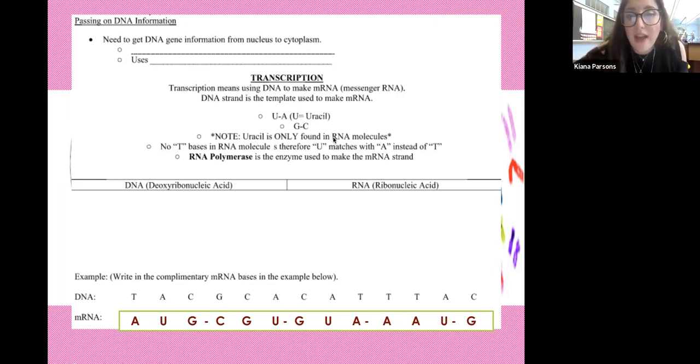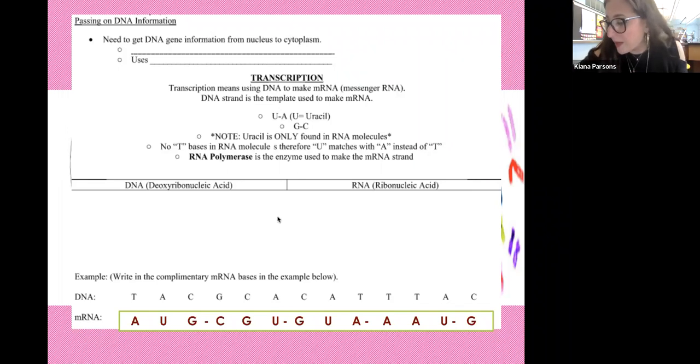Uracil is only found in RNA molecules. So no T bases in RNA, so U matches with A instead of T. And RNA polymerase, just like we talked about DNA polymerase, is the enzyme used to make an mRNA strand.